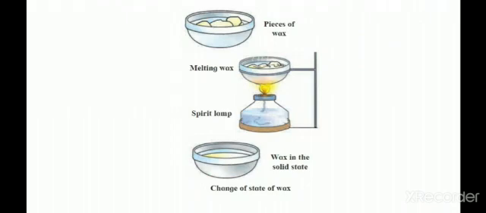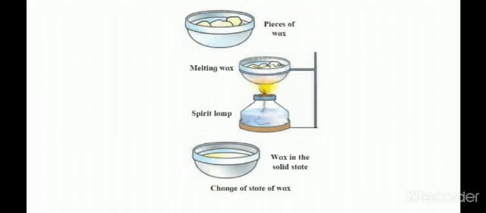Let's try this. Take pieces of wax in a bowl and heat them on a candle or spirit lamp. How do the pieces of wax change? The physical state of the pieces of wax changes from solid to liquid due to heating. What was the initial state of wax? The initial state of wax was solid. What did it get converted into? It got converted into liquid state.